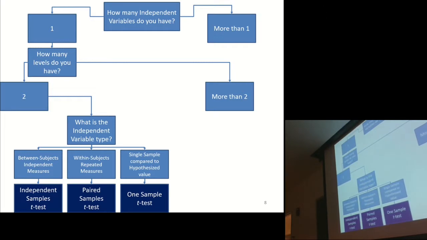If you're doing one independent variable, you only have that one cause that you're looking at in your study, and you have more than two levels, right? So in this case, you're looking at majors, and you're looking at history majors, and psychology majors, and mathematics majors. You're looking at three levels of majors. Specifically, you have more than two. Well, in that case, again, you have to ask, what is your independent variable type?